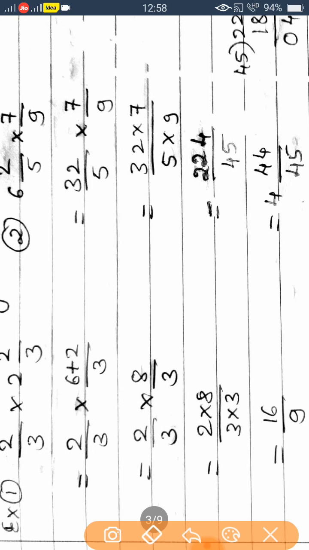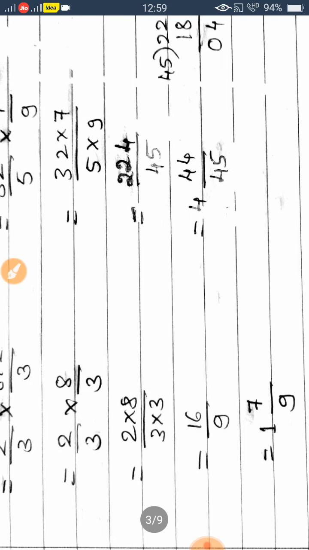Then 2 into 8, 3 into 3. That is 16 by 9. It is an improper fraction. We can write it as 1 and 7 by 9.